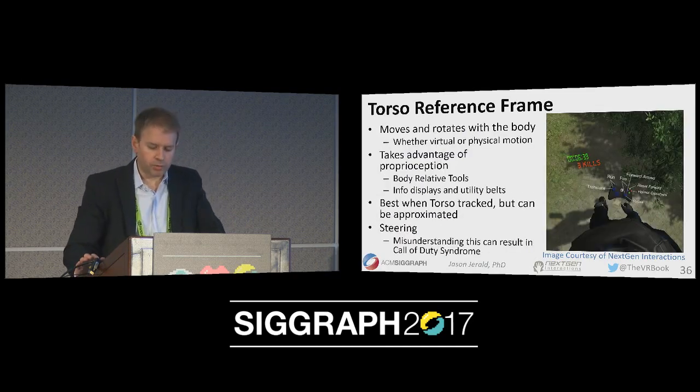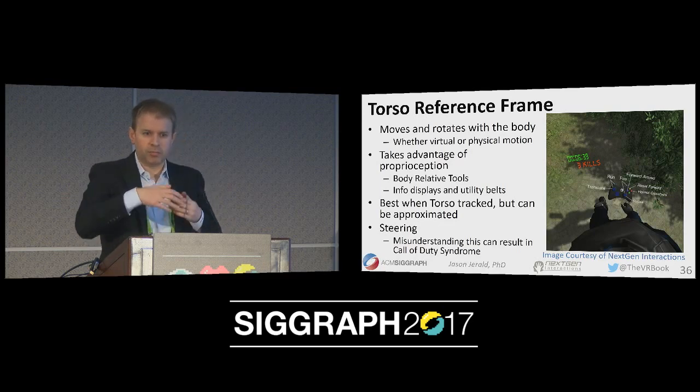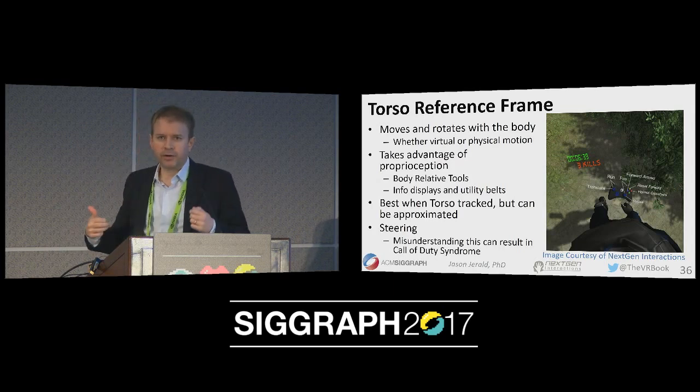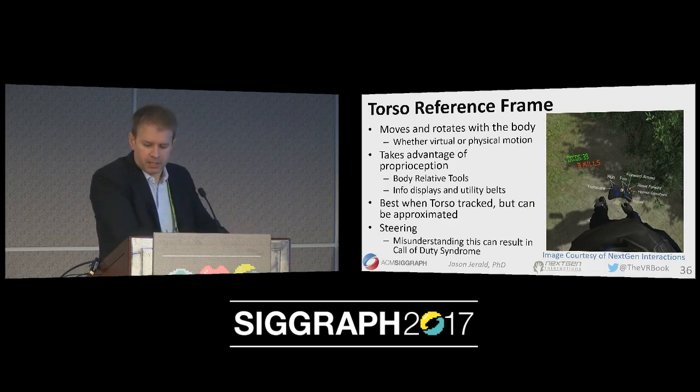Okay, so the torso reference frame: those are visual elements or interface, whatever they are, that move with the body. Whether I'm moving forward virtually by pushing on a joystick, it will move with me, it will always be in front of me. Or if I have a walk-around experience, then I can physically walk around and it will always be in front of me.